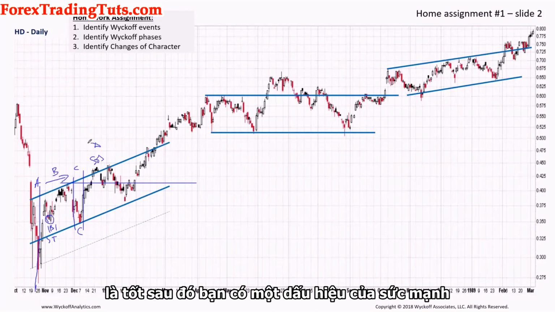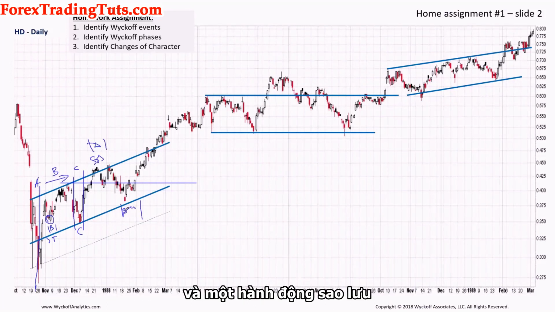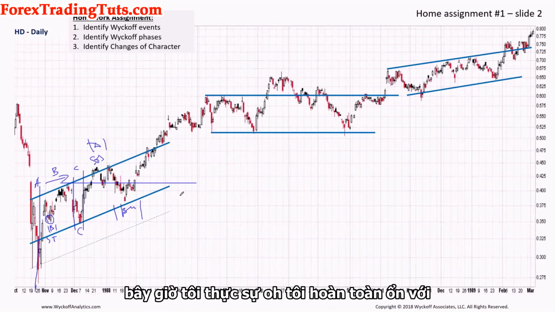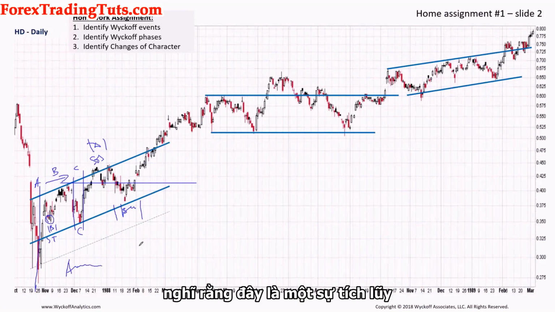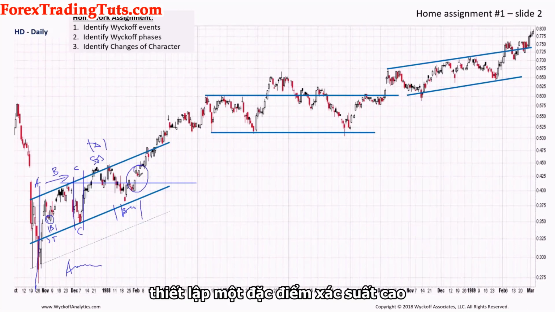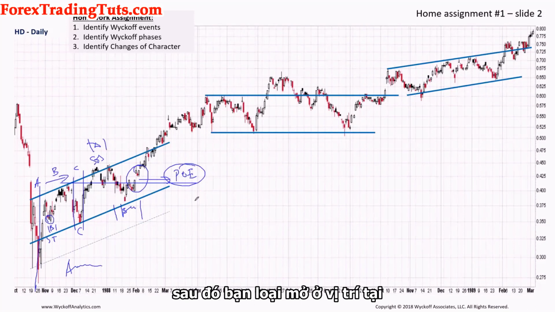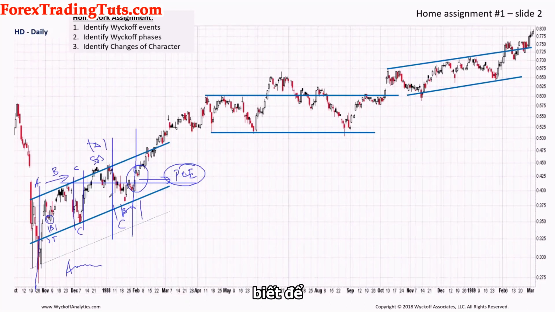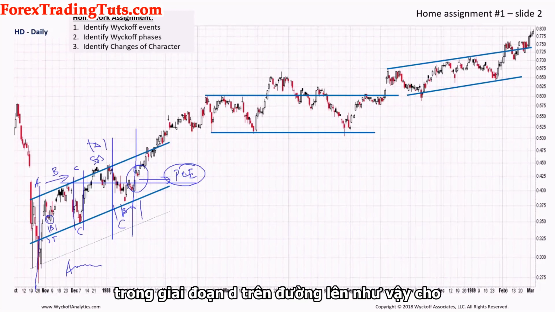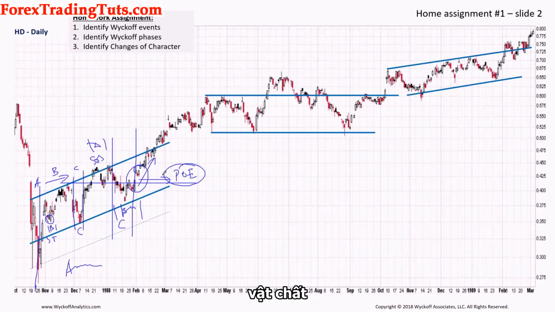Then you have a sign of strength in D and a backing up action. Now, I'm totally okay with this labeling. Why? Because if you would be thinking that this is an accumulation and your goal is going to be to establish a high probability trade, which is going to be not in phase C but in phase D, then you kind of open the position at the same time as the trader who would label it as phase C and would try to get in on the elements of strength in phase D on the way up. So for trading purposes, it doesn't really matter.